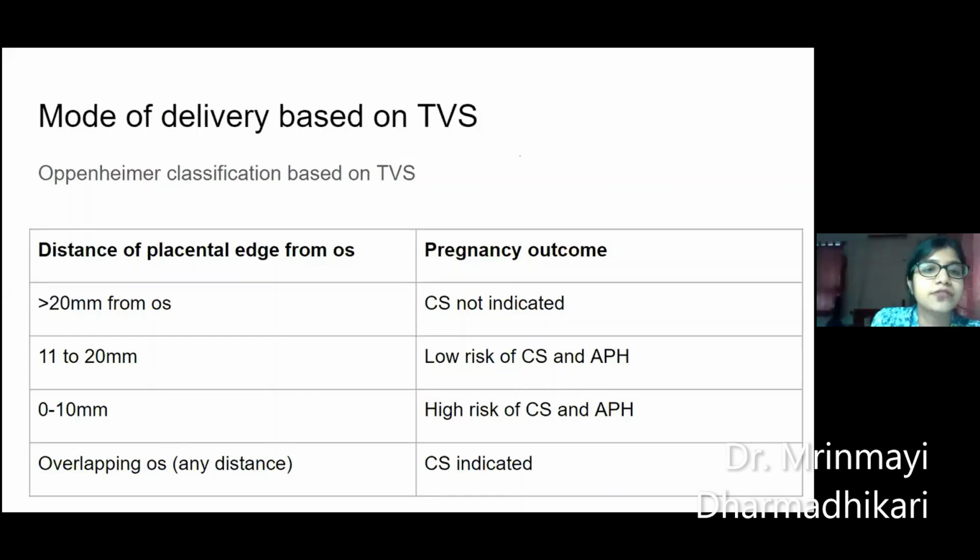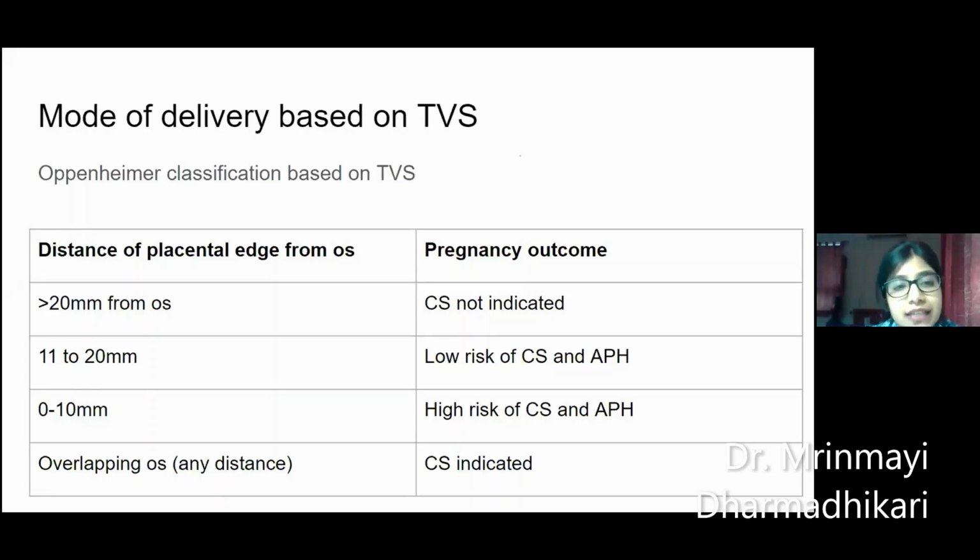Oppenheimer has given this classification depending upon the transvaginal ultrasound distance of placental edge from the os, and the pregnancy outcome. So when do you do a cesarean? When do you opt for a normal vaginal delivery, or at least a trial of labor, depending upon the distance of the placental edge from the os? When it is more than 2 centimeters from the os, a cesarean delivery is not indicated. You can give her a trial of labor. When it is 1.1 to 2 centimeters from the os, again, patient can be posted for vaginal delivery. She has a low risk of cesarean section as well as antepartum hemorrhage.